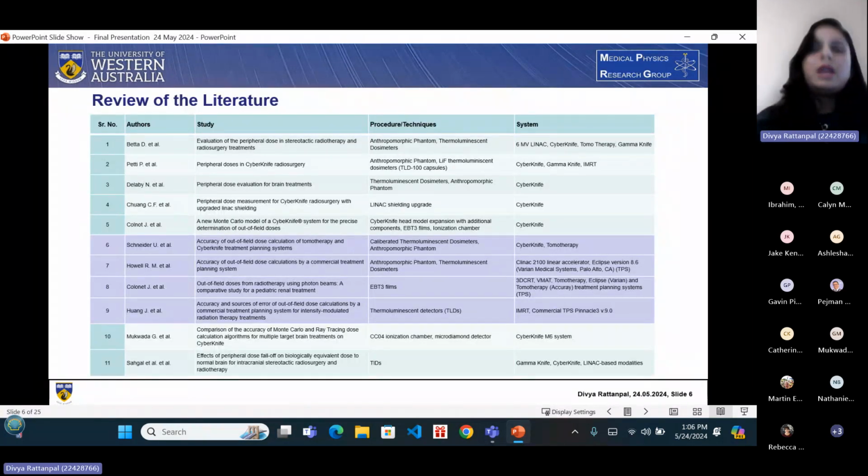Here is the table that lists the studies done by different authors assessing the peripheral dose. Excuse me. Sorry.